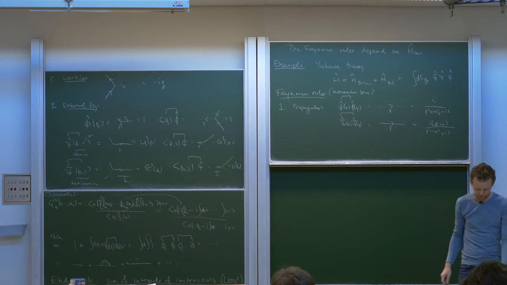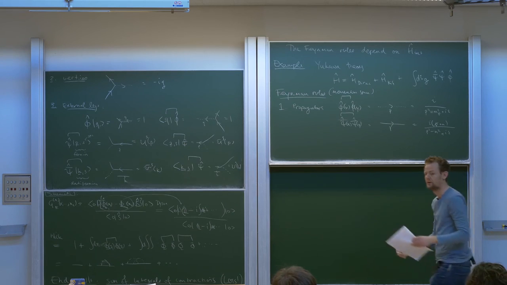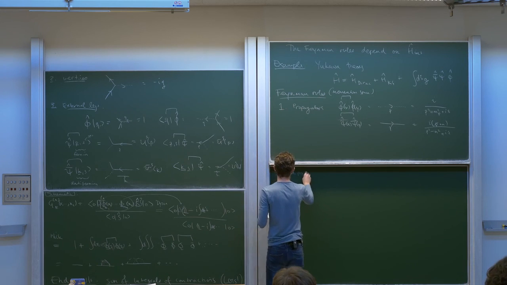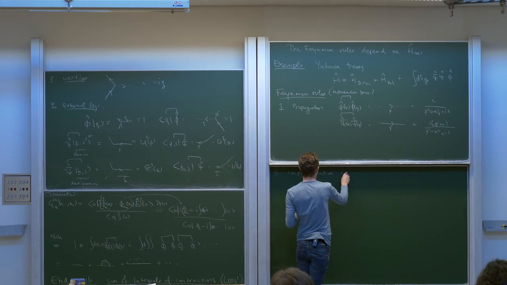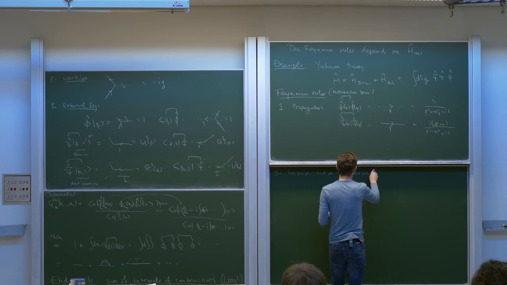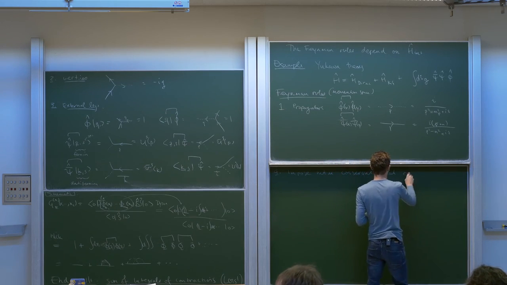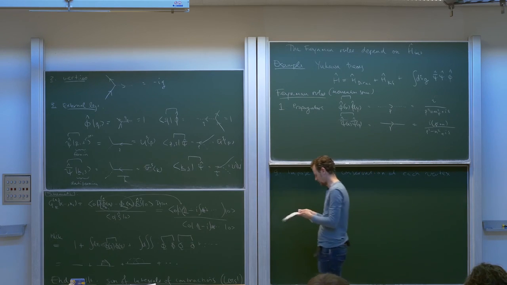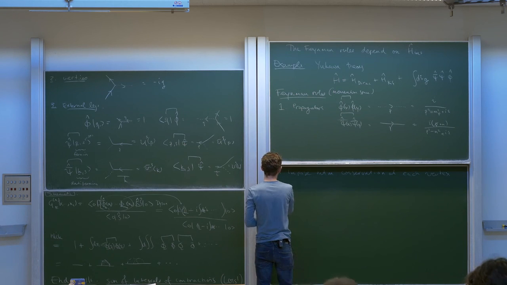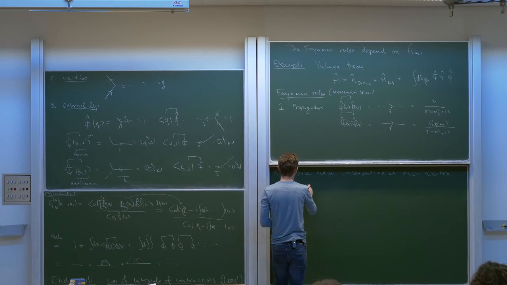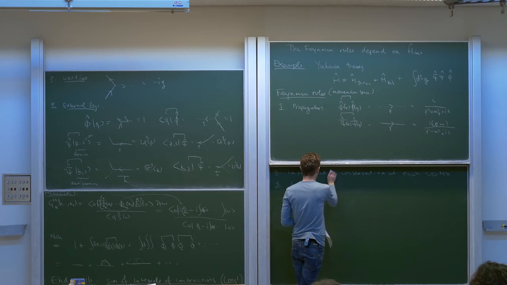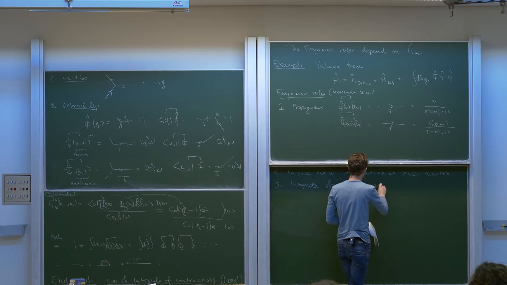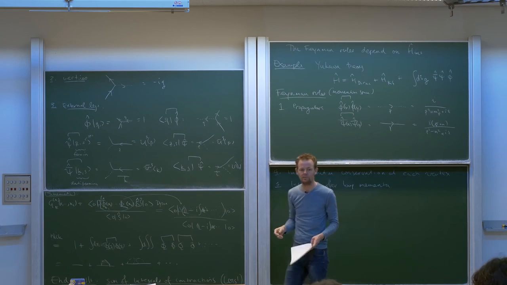But wait, there's still more. We have to impose momentum. There's more rules. You have to impose momentum conservation at each vertex. You have to integrate over loop momentum.